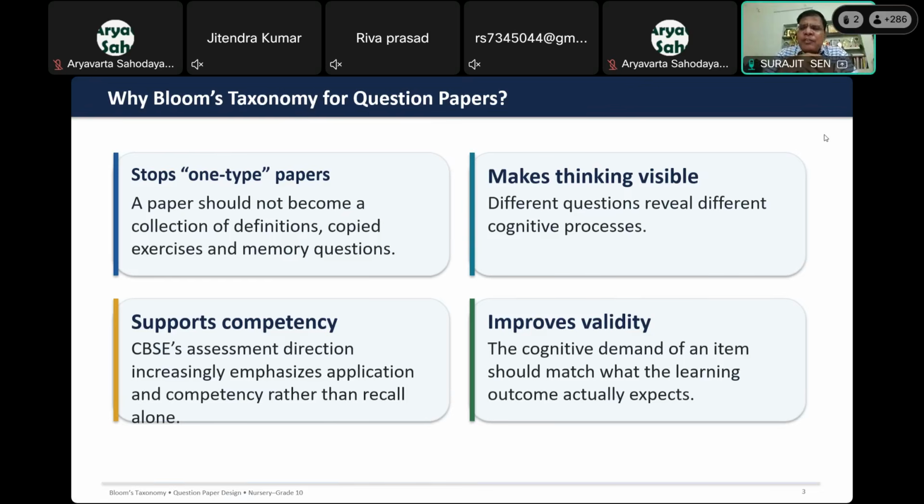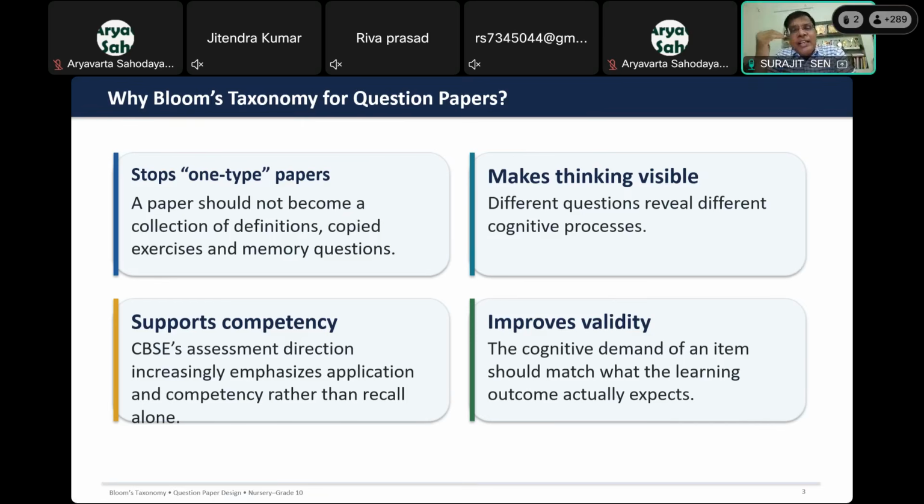It makes things visible: different questions reveal different cognitive processes. So when you apply Bloom's taxonomy, remember, understand, apply, analyze, you will make different types of questions, and that will reveal the different cognitive processes of the students.